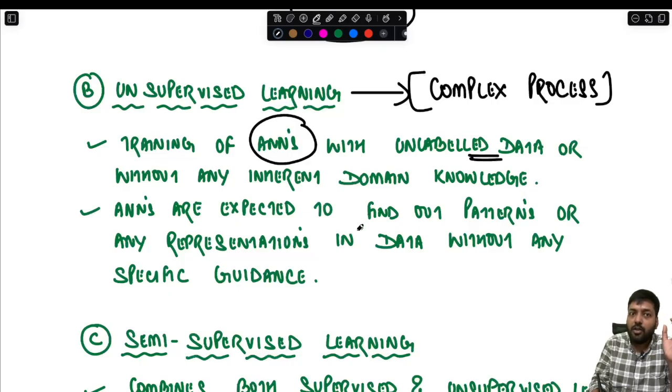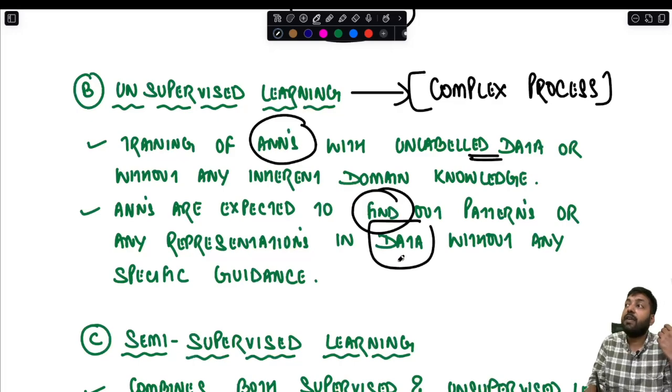So artificial neural networks, in this case, are expected to find patterns or representations in data without any specific guidance. Over here, we are not providing any knowledge from the pathologist or oncologist. They are not being applied here. We are just showing that artificial neural network some images.